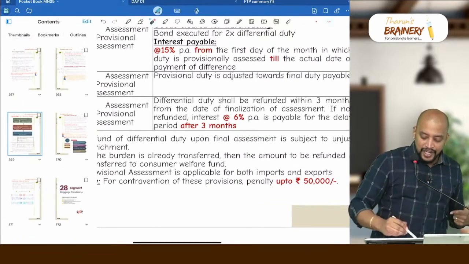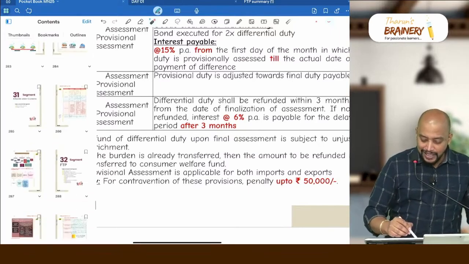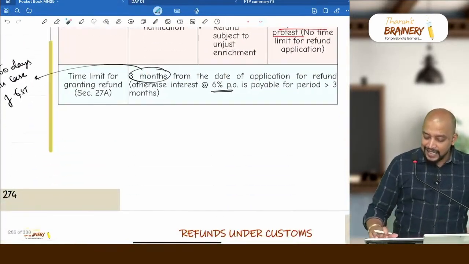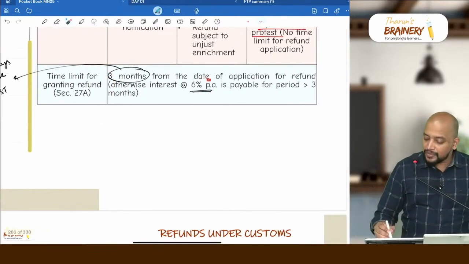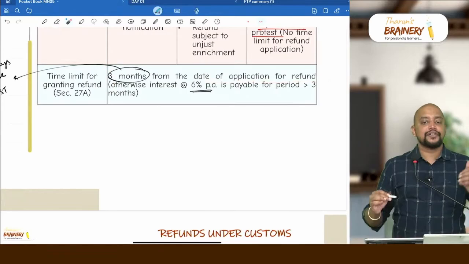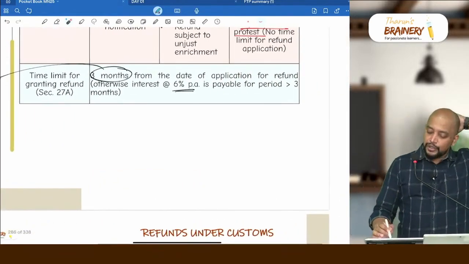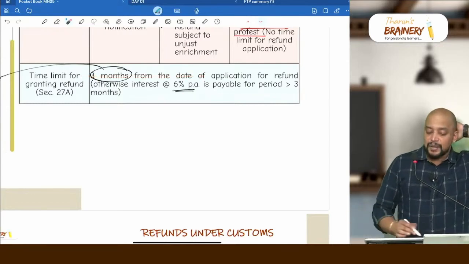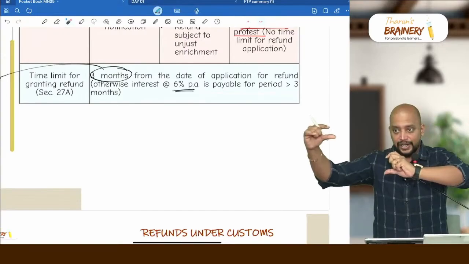You please go to the refunds chapter. In the refund chapter you can see one section, that is section 27A. In that section 27A, time limit for granting refund is 3 months from the date of application for refund. This is on page number 274. Whenever you make the application for refund, if they are not granting within 3 months, then interest will be payable at the rate of 6% per annum for the period beyond 3 months. This is one point, okay.